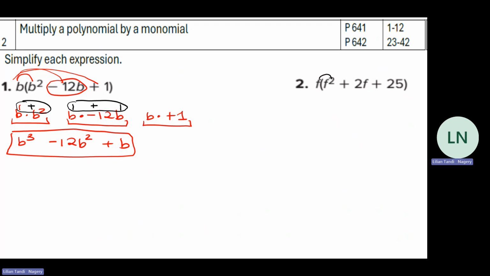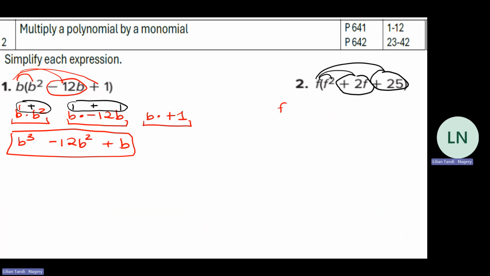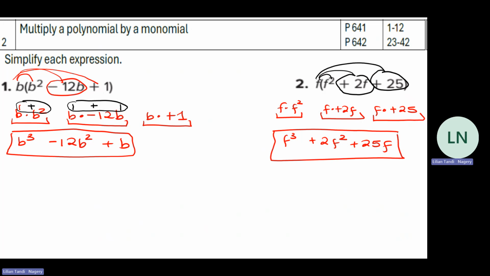All right, let's do this. The same thing. Distribute the value that is outside, or the coefficient. So you're going to have f times f squared, f times +2f, f times +25. The answer to this, f cubed. The answer to this, positive 2f squared. The answer to this, positive 25f. And you box your answer.